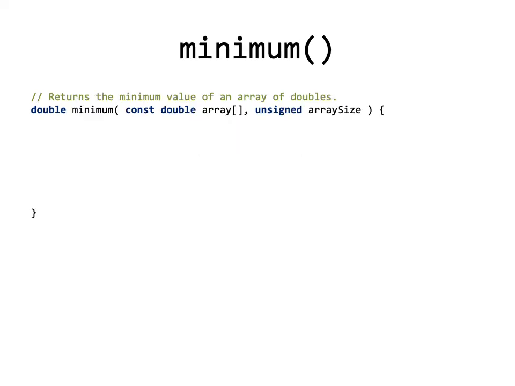The minimum function is a little bit harder than the previous algorithms. In the minimum algorithm, what we want to do is get the minimum value and return the minimum value of all of the values in an array or a vector.